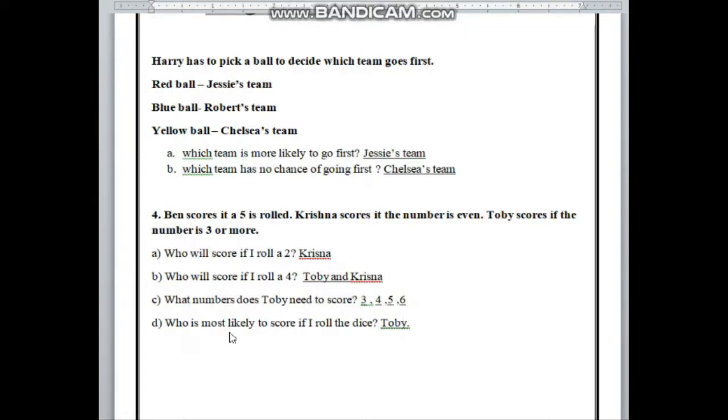Who is the most likely to score if I roll the dice? Here Ben scores if it is 5. Krishna scores if it is even, and even is 2, 4, 6. And Toby scores if the number is 3 or more, that means 3, 4, 5, 6. So here the answer will be Toby. So Toby is the most likely to score if I roll the dice.